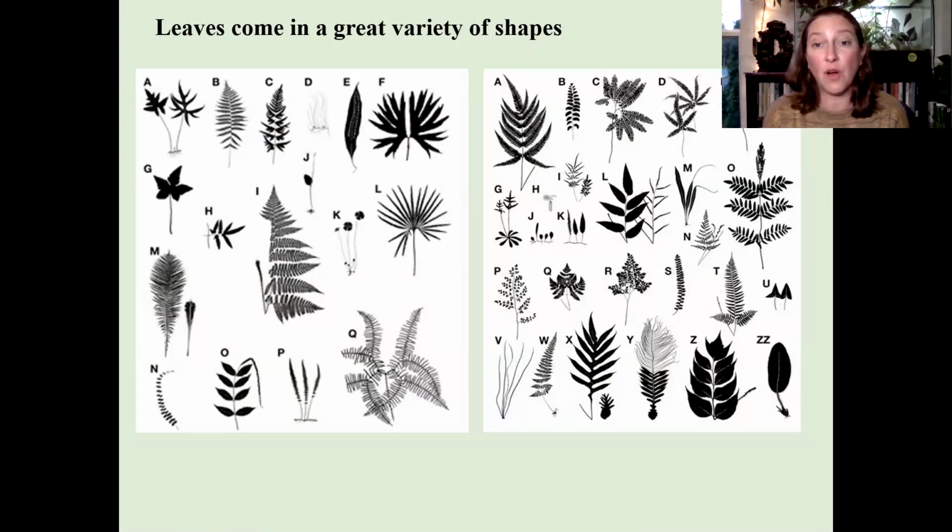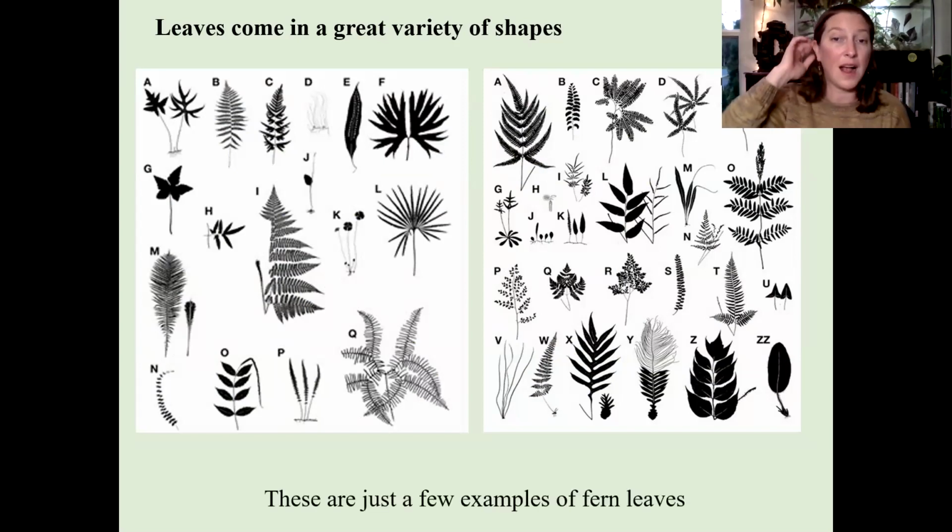Look at all these, these are all leaves. All of these are leaves, and believe it or not, all of these are actually leaves from ferns, and there's lots and lots of ferns. So this isn't all of the ferns, but look at how much leaf diversity there is just in the ferns, just in one type of plant.